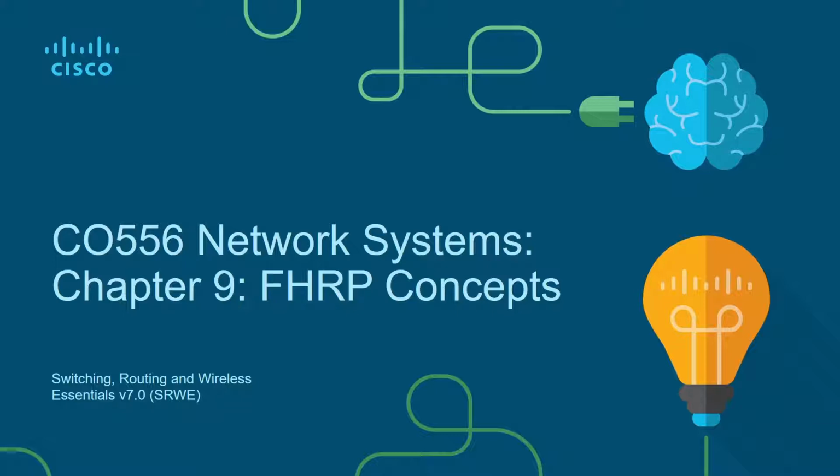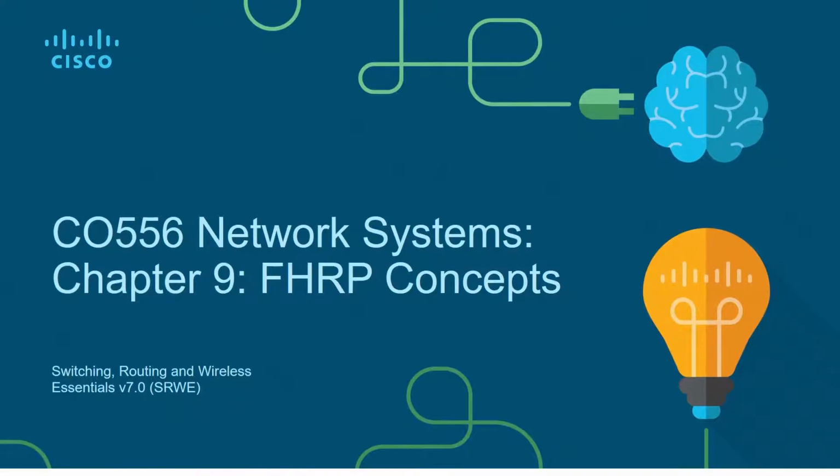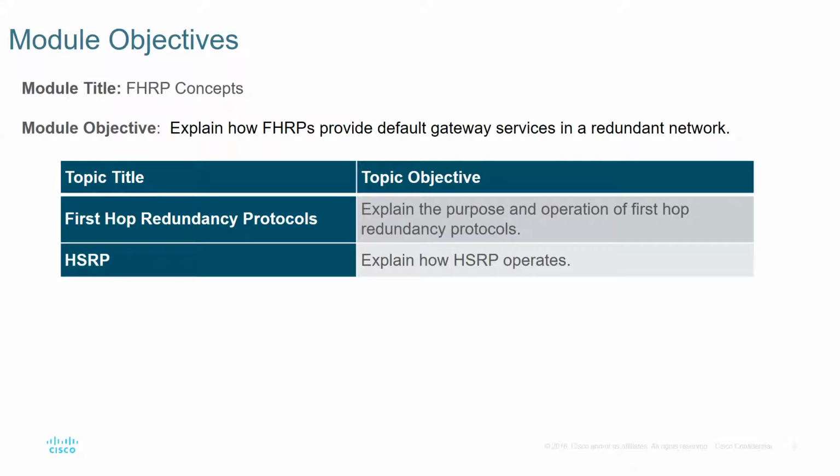This is week 6. This week we're looking at Cisco Chapter 9, which is on first hop redundancy protocol concepts. The objective this week is to explain what first hop redundancy protocol concepts are all about. We'll explain how first hop redundancy protocols provide default gateway services in a redundant network. We'll explain the purpose and operation of first hop redundancy protocols, and we explain how HSRP will operate.